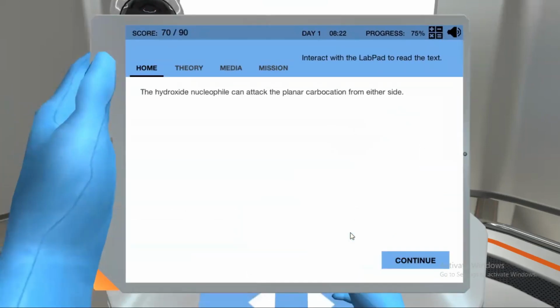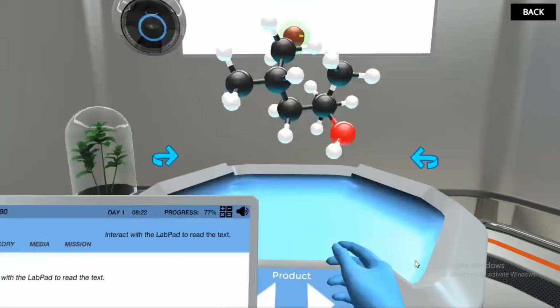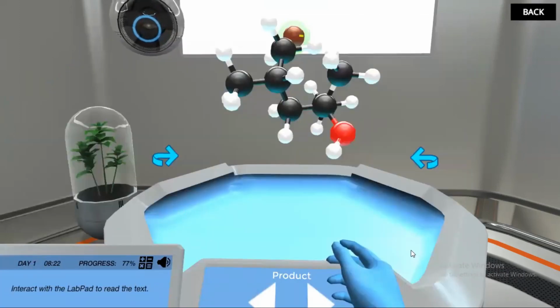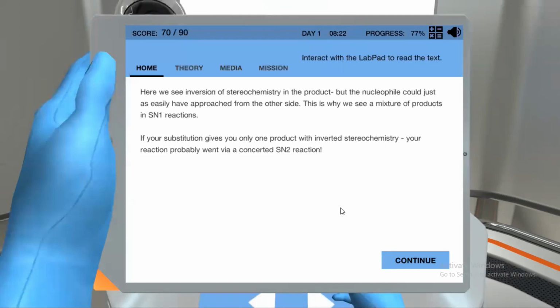The hydroxide nucleophile can attack the planar carbocation from either side. Here we see inversion of stereochemistry in the product, but the nucleophile could just as easily have approached from the other side. This is why we see a mixture of products in SN1 reactions. If your substitution gives you only one product with inverted stereochemistry, your reaction probably went via a concerted SN2 reaction.